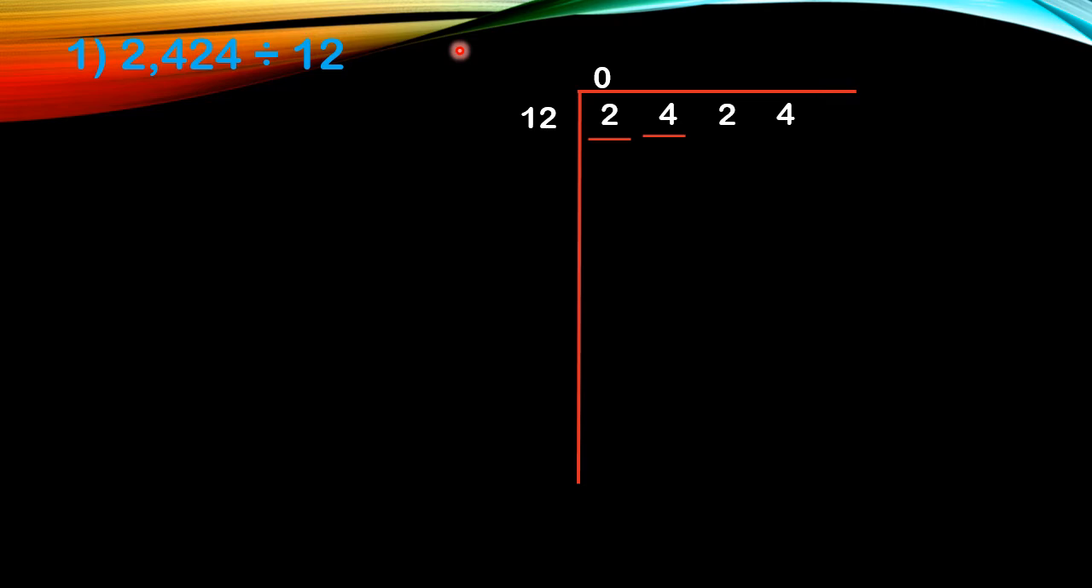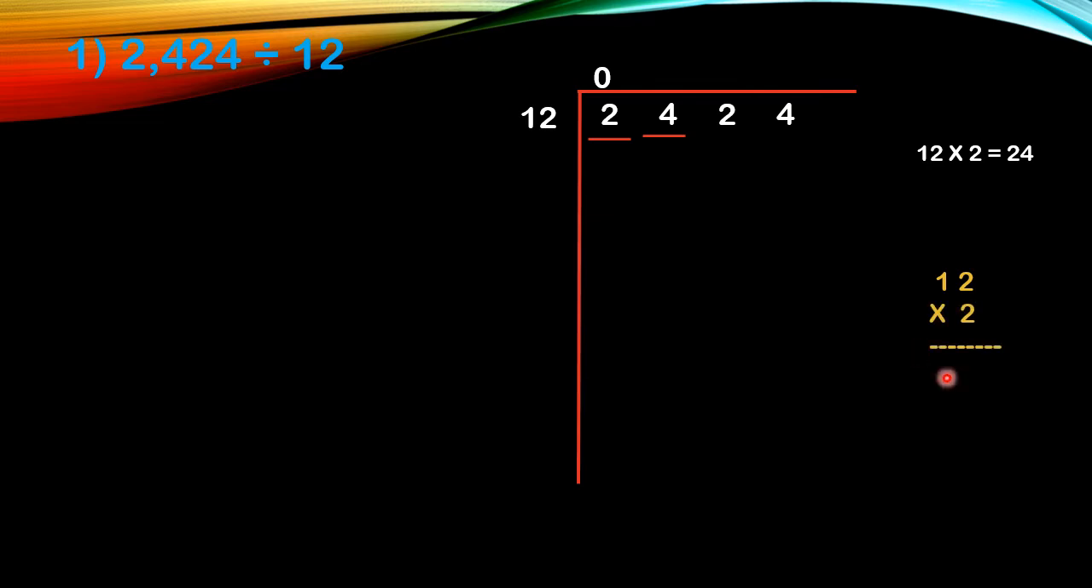Now we have to find out how many 12s go into 24. If you know the 12 table, it is very easy. That is 12 2s are 24. If you don't know the 12 table, you have to use multiplication. So 12 ones are 12. We already know that if we multiply any number by 1, we get the same number. Then 12 2s, we have to find out.